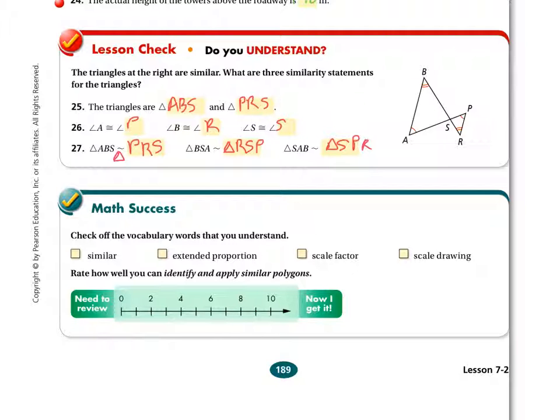Alright, so those are the answers that you should have gotten. Any issues? Okay. Alright, so then let's look at your workbook. So go to page 187 in your workbook.